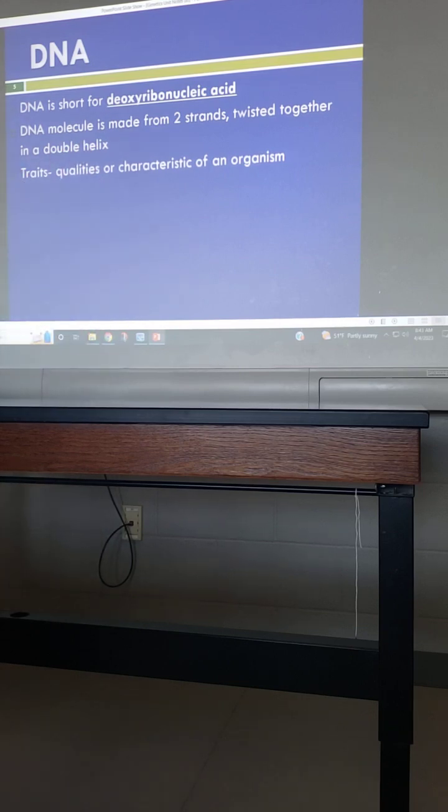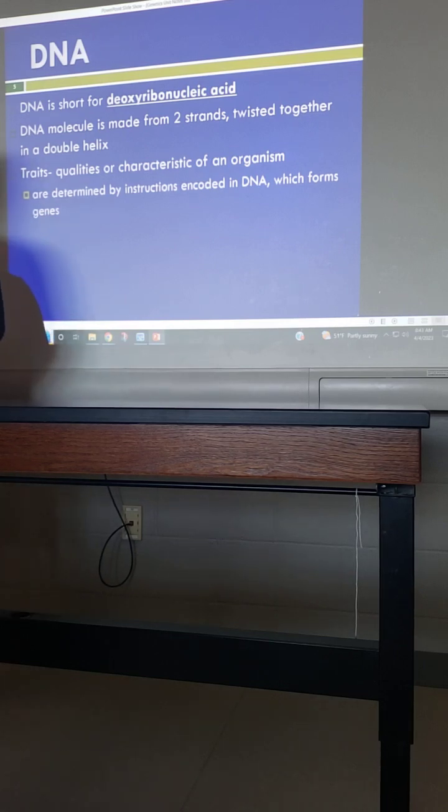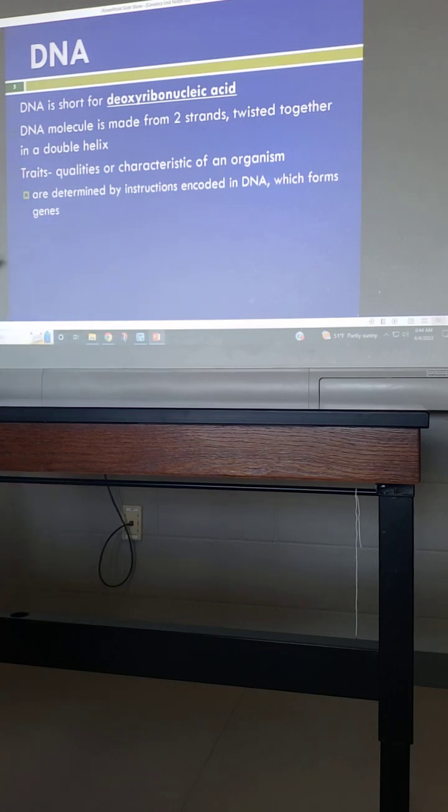Traits and characteristics of an organism are determined by the instructions coded by that DNA. With computer coding, it's binary, where you have a combination of zeros and ones, and it's the pattern or order of those zeros and ones that gives us the code. Well, DNA actually has four. It's not binary. It has four main options available. And I'll introduce those to you in a second.